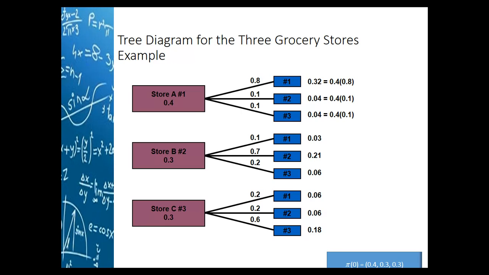Whereas 0.1 probability, which is about 10% of them, will go to another store, store B, and another 10% will go to store C. Similarly, for customers in store B, about 10% will go to store A, 70% will stay in store B, the same store, and another 20% will go to store C. The same thing happens for store C. So how do we move about?